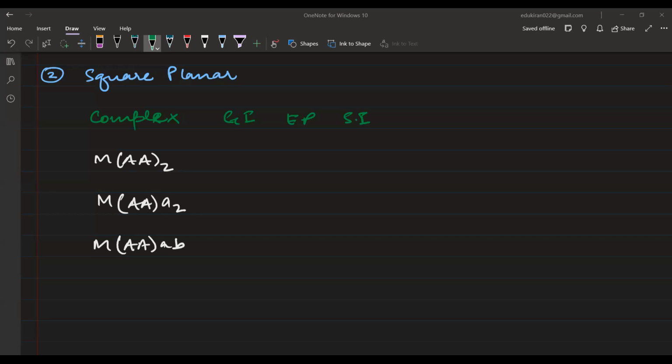So I was saying in square planar complexes, since the coordination number is 4, we are going to have the same 3 different types of complexes. In the first case, we have 2 bidentate ligands, making the coordination number 4. Then we have 1 bidentate ligand, that is coordination number 2, then 2 same monodentate ligands, now it is coordination number 4. Then we have a bidentate ligand.